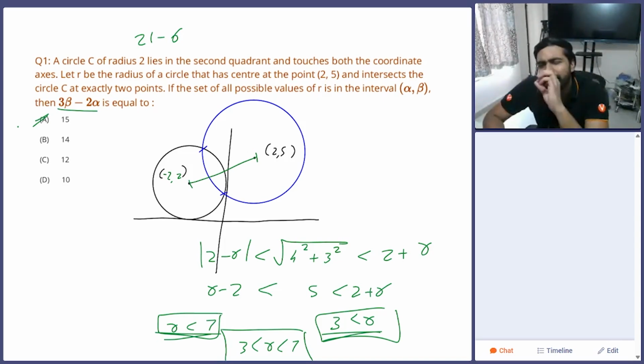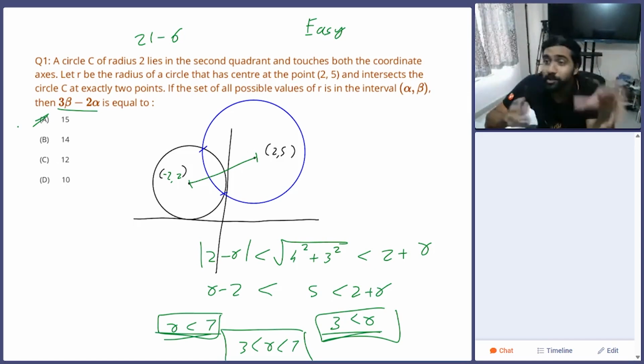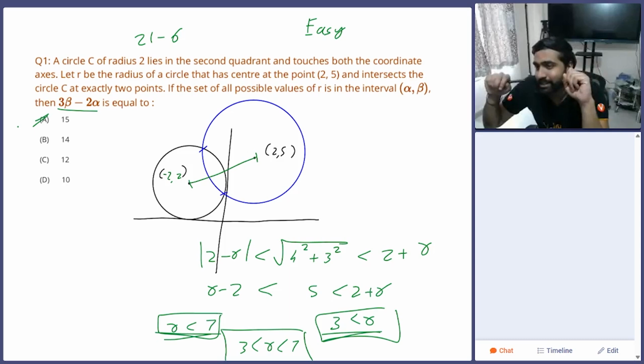Very simple, straightforward, sir. Basic question. This is one of the very easy questions that you should definitely solve. We had learned this exact topic in the number of common tangents concept. If you remember, where the circles cut at 2 points, the distance between centers C1C2 lies between R1 plus R2 and R1 minus R2. This is the case where you have 2 common tangents, right? So that's the simple application of that concept over here. Alrighty, moving on.